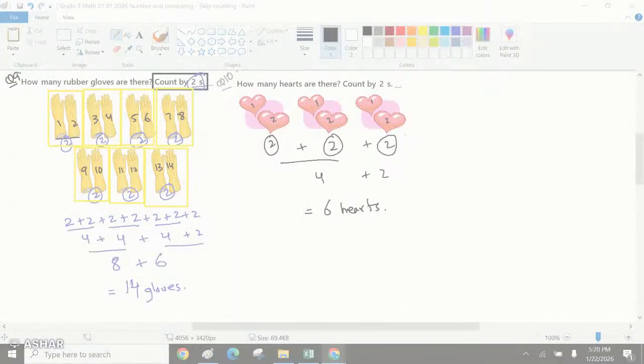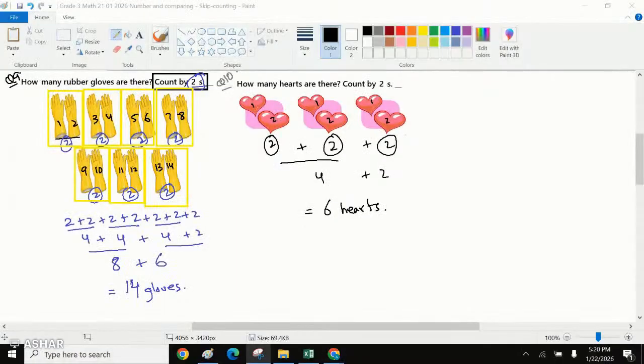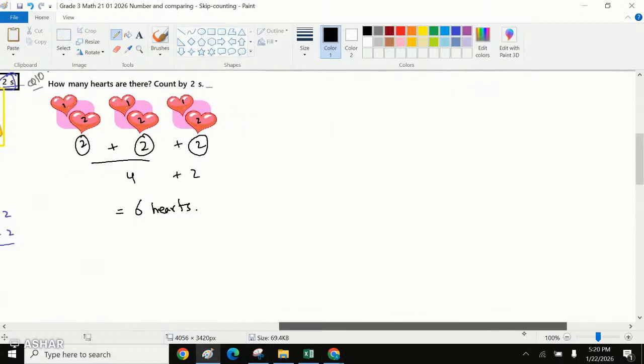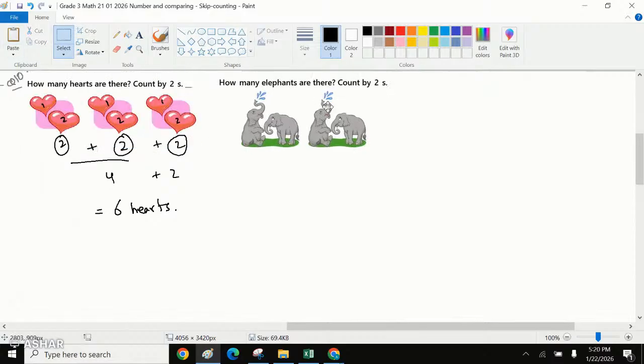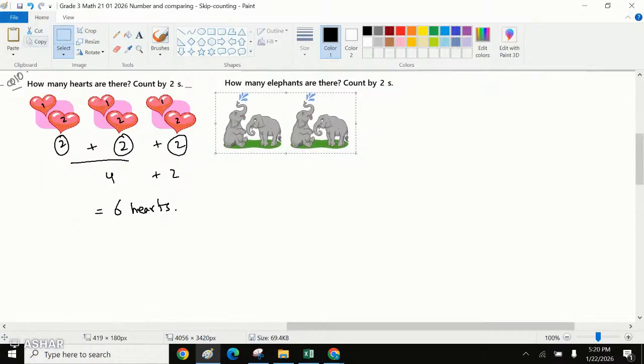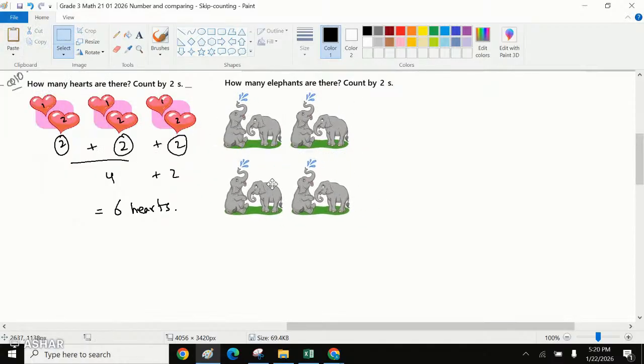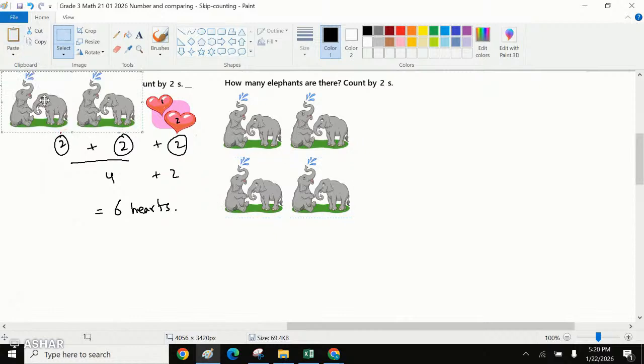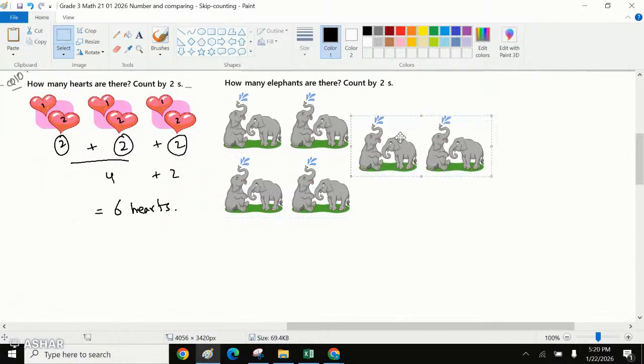Okay, let's count the number of elephants by twos. They're asking us to count the number of elephants by pairs. Okay. So the next question we have is this. Let's just try to increase the number of elephants. Okay. And let's say if we have these number of elephants. So how many pairs of elephants are there?